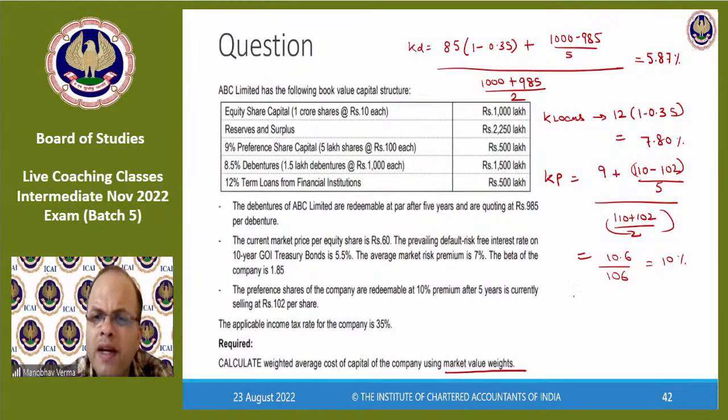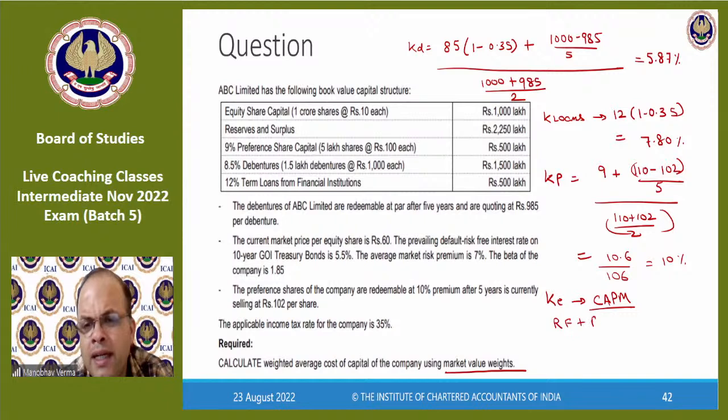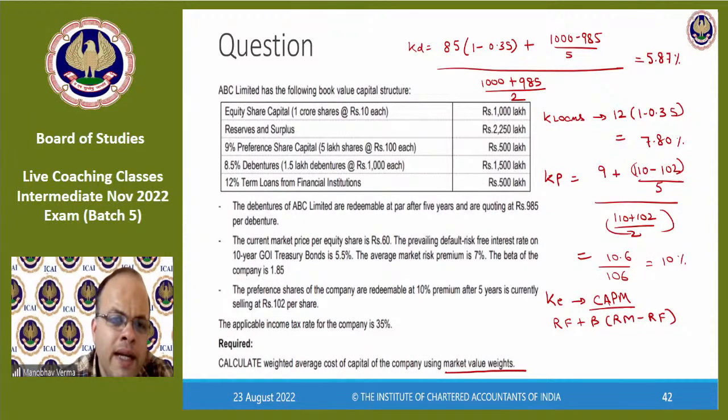Now we're left with the last portion, that is the cost of equity. I want every eye on this screen right now. For the cost of equity, we have information given for the capital asset pricing model, which says it should be the risk-free rate plus beta into RM minus RF. We have the risk-free rate, that is the treasury bonds of the government, 5.5. Beta is given to be 1.85. And then RM minus RF.